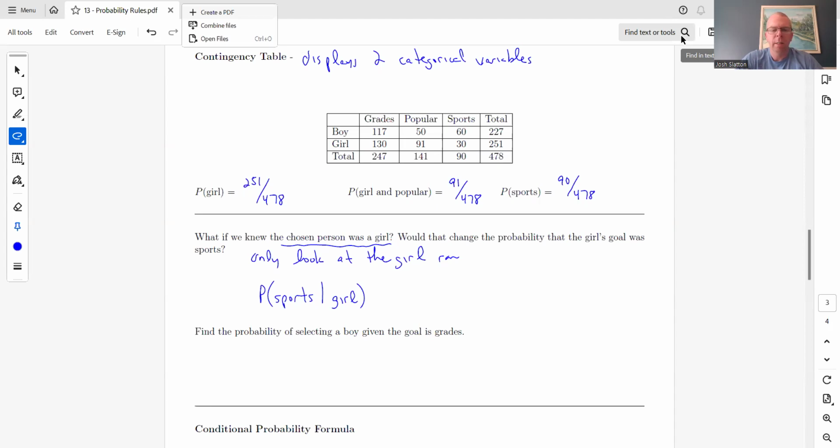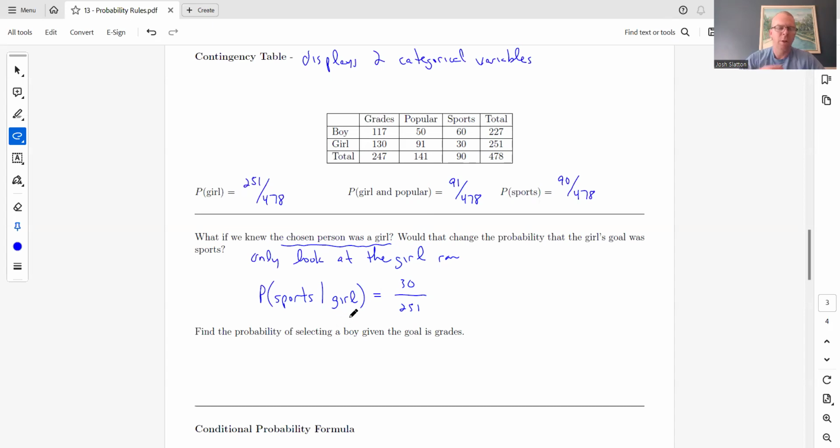So if we want to find the probability of sports given girl, we're looking at the girl row. So we have 251 girls. That gives us our bottom number. And then in this row, how many of these want to be good at sports? That would be 30. So the probability of sports given girl is 30 over 251.